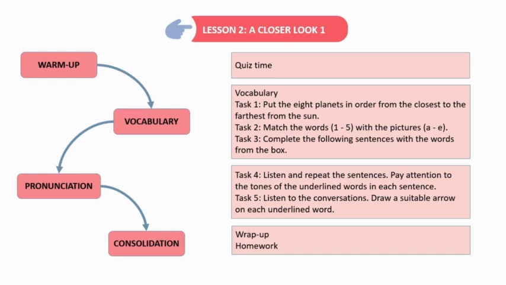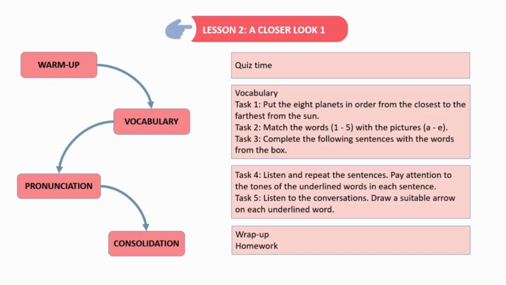The first one, you need to finish a quiz with 5 questions. For each question, you need to answer quickly within 30 seconds. The second part, you will learn some vocabulary related to the topic, life on other planets, and then you will practice 3 more exercises related to that.